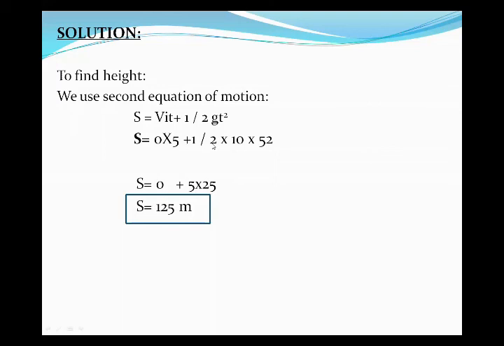2 1s are 2, 2 5s are 10, and 5 square, so it will become 5 5s are 25. So 25 will multiply with 5, then it will become 125 meter.